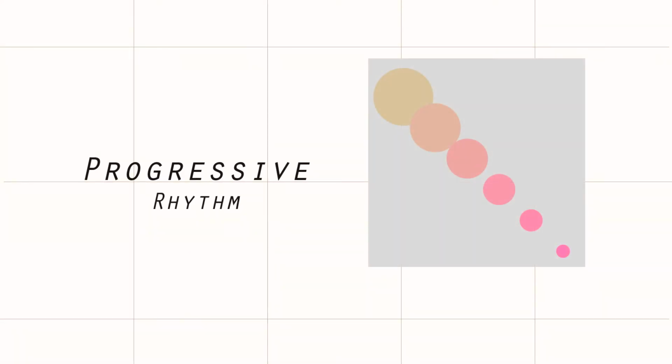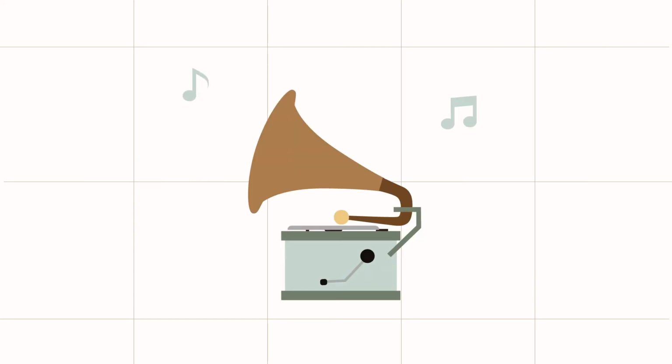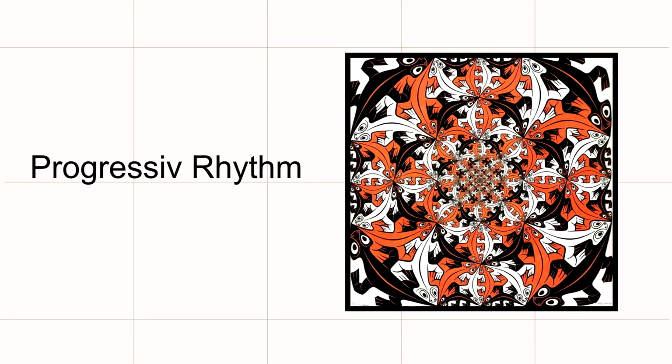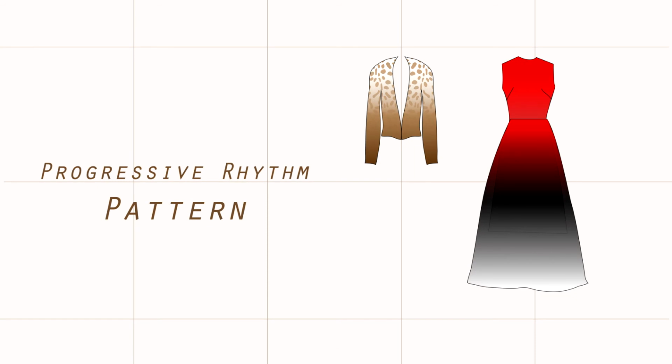Last is progressive rhythm. It is how an element gradually changes in length, thickness, shape, size, spacing, or colors, and this progressive rhythm will give a more steady sequence. In styling, you can add progressive rhythm by wearing clothes that have color gradation or a plain color with fade gradation.